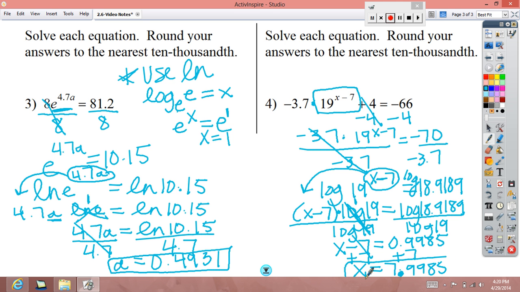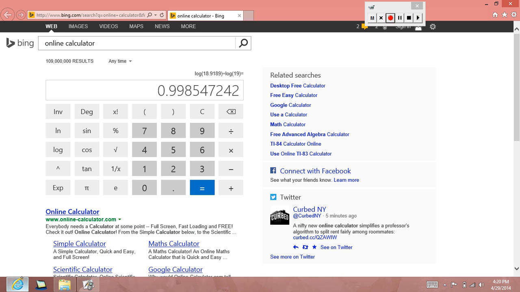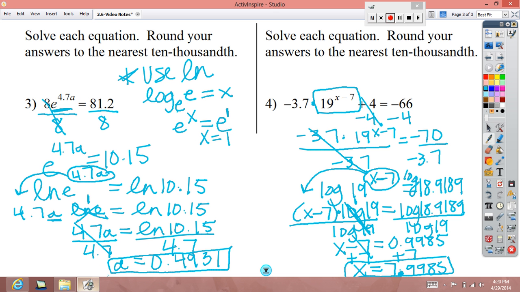And you're welcome to do that on your calculator, but really it's just adding 7 to this number, right? So you should just get 7.9985. Alright, and that's it for 2.6.